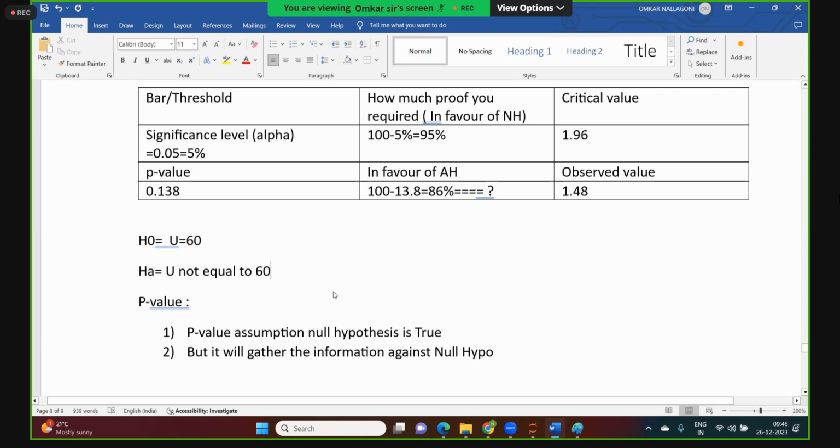Mu equal to 60. Sure? No doubts in that? Anyone has doubts in this? Mu equal to 60 is accepted. This is the correct one.